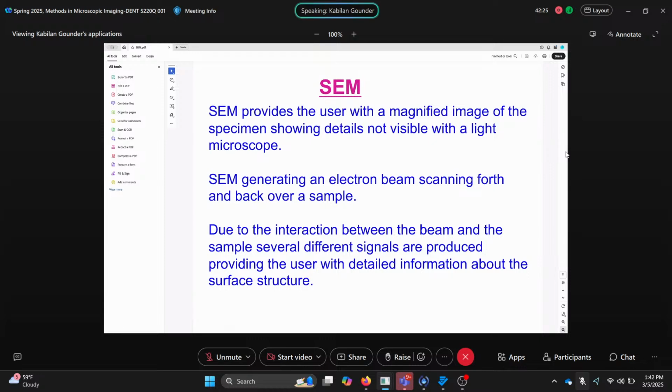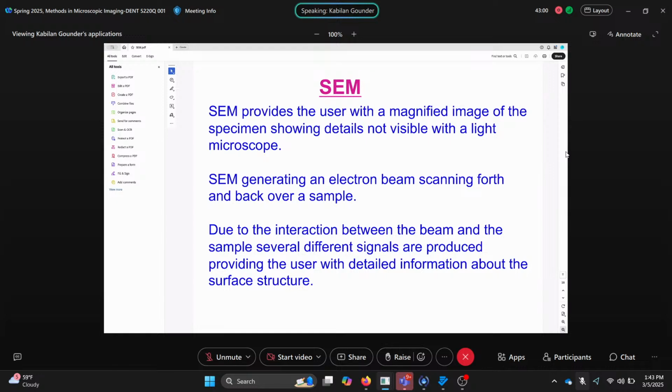The scanning electron microscope provides the user with a magnified image of the specimen, showing details not visible with a light microscope. So that's why we are going to use the scanning electron microscope. The ones which you cannot see through the light microscope, you can visualize in the electron microscope. Specifically for surface structure, you can use the scanning electron microscope.